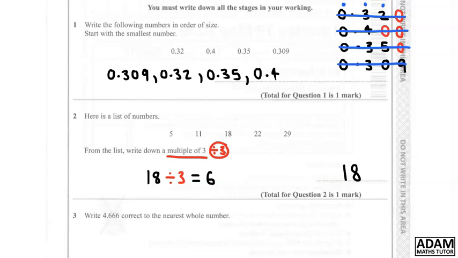Question 3. Write 4.666 as a whole number. So when rounding to the nearest whole number, we need to put our line after the units column, and then we look at the next number and decide whether this is 5 or more, and because it is, we'll need to round this number up, so the answer would be 5.